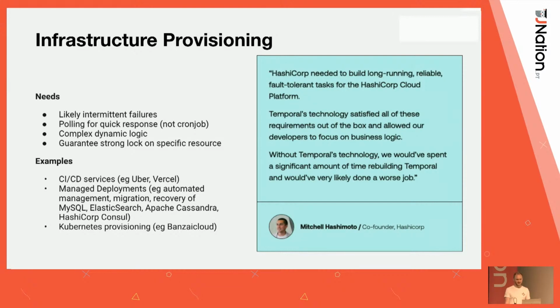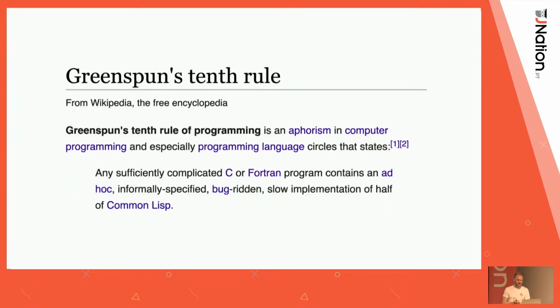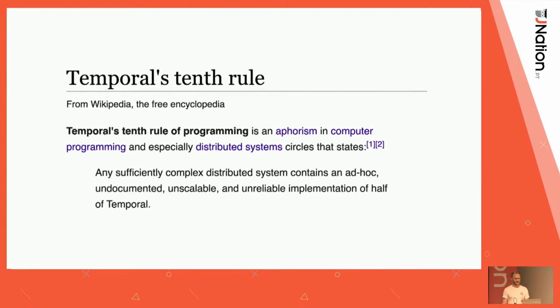This quote reminds me of Greenspun's 10th rule, which says any sufficiently complicated C or Fortran program contains an ad hoc, informally specified, bug-ridden, and slow implementation of half of Common Lisp. And Temporal's 10th rule, which isn't actually on Wikipedia, but I just edited the page: any sufficiently complex distributed system contains an ad hoc, undocumented, unscalable, and unreliable implementation of half of Temporal.